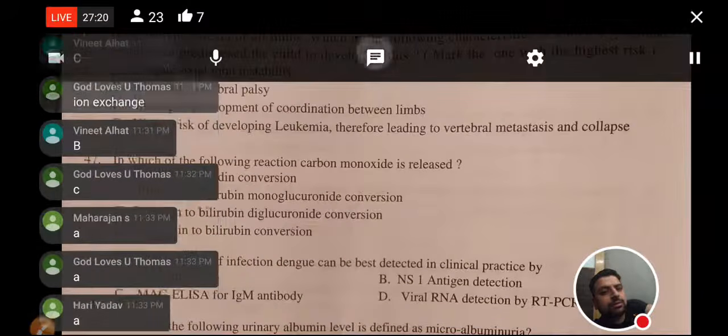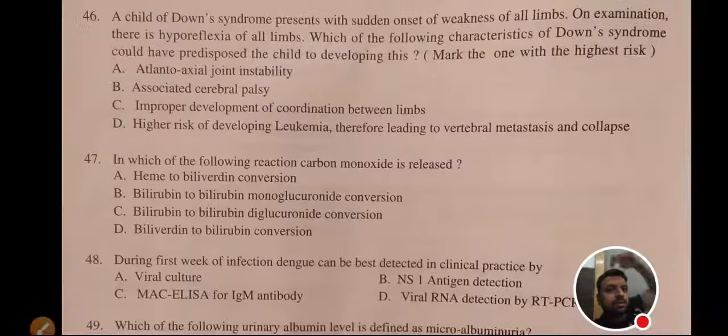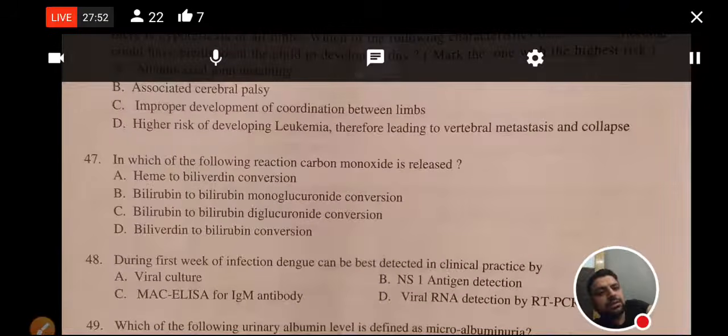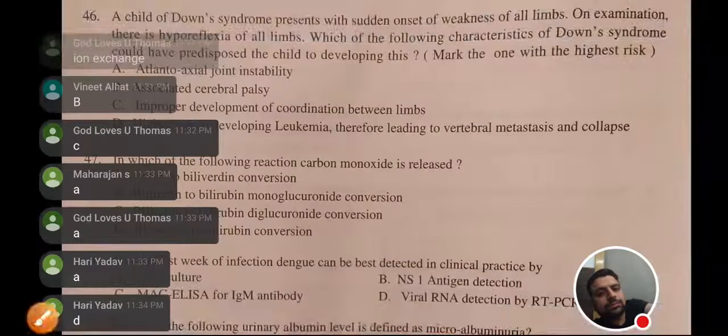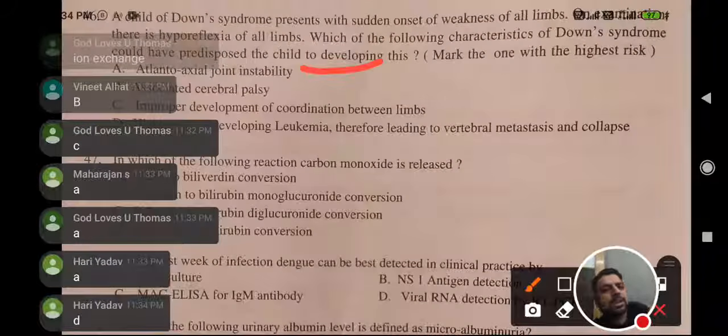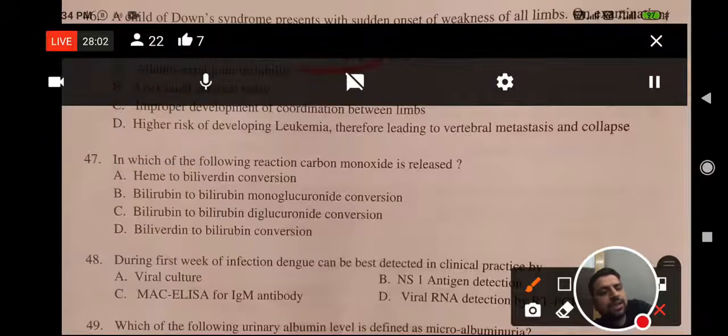Now, a child with Down syndrome presents with sudden onset of weakness of all limbs. On examination, there is hyporeflexia of all limbs. Which of the following characteristics of Down syndrome could have predisposed the child to developing this? Mark the one with the highest risk. So the best answer here is A, atlantoaxial instability.